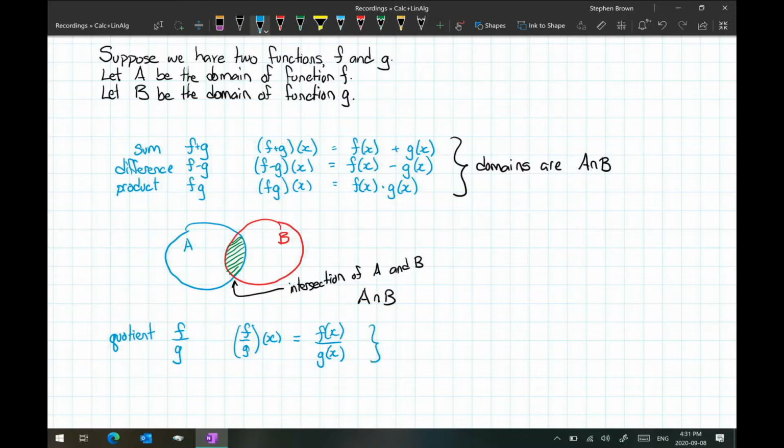In this case, the domain of f over g is still the intersection of A and B, but we have to also exclude any values of A intersection B where g of x equals 0. Okay, so we can look at a really basic example of two easy functions with very nice domains and combine them together and see what ends up happening.